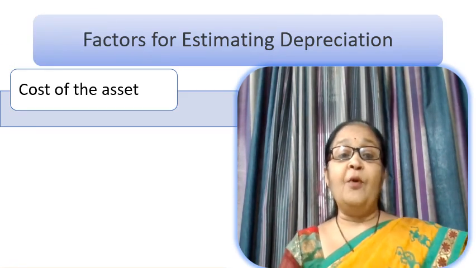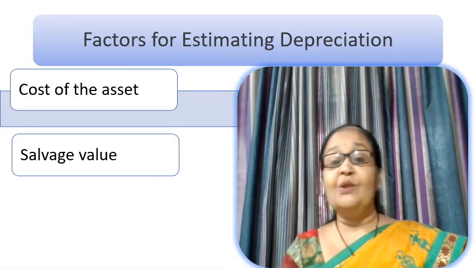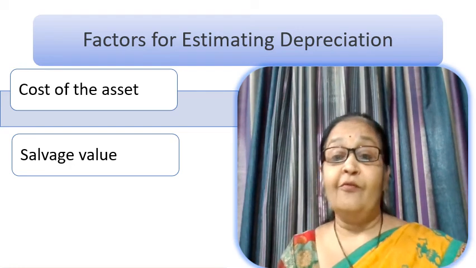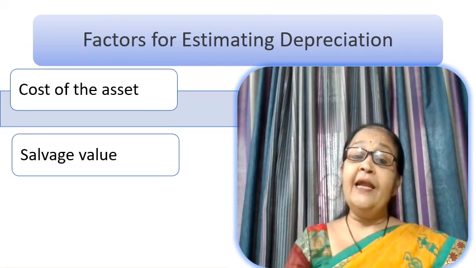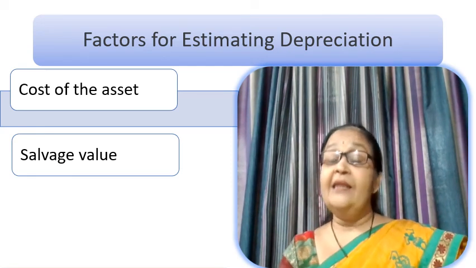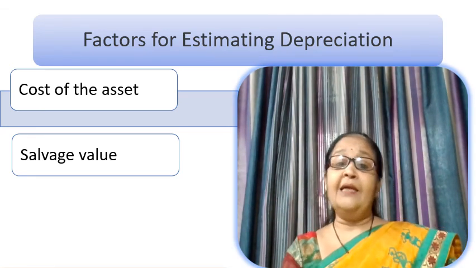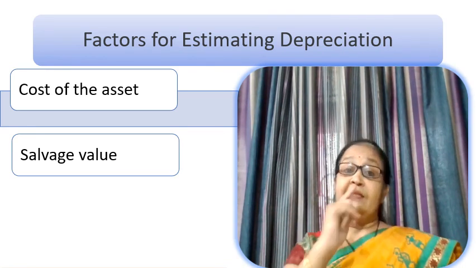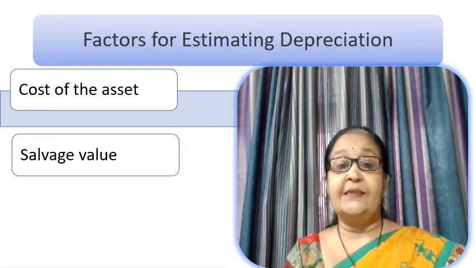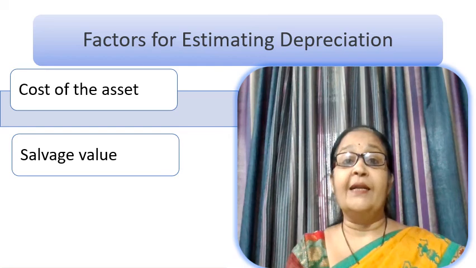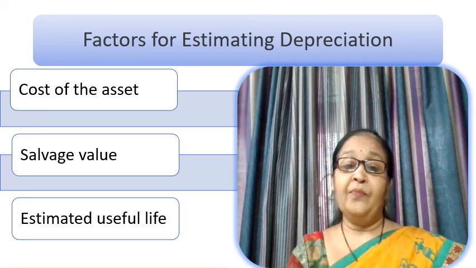Then the second important factor is the salvage value. The salvage value is also known as the net residual value or scrap value. It is estimated as the net realizable value of the asset at the end of its useful life. This value is determined as the difference between the sale price and the expenses necessary to dispose of an asset. The third important factor is the estimated useful life of the machine.